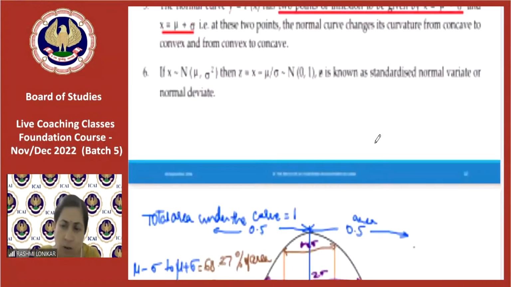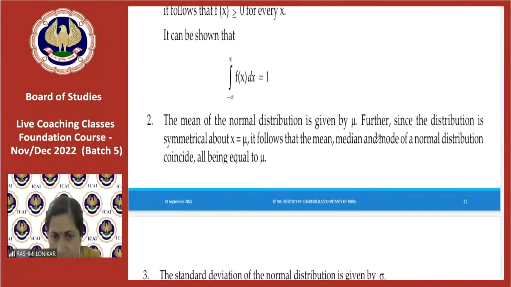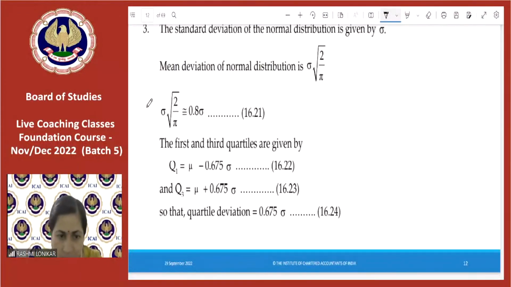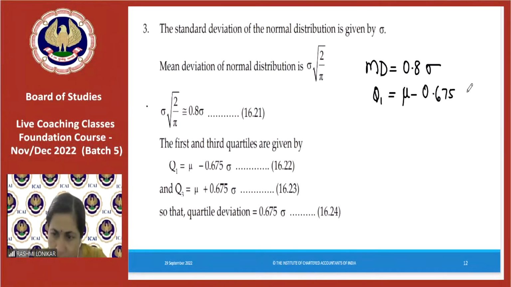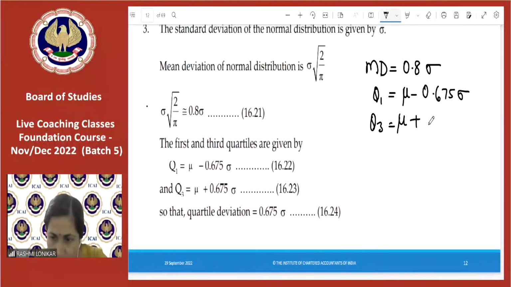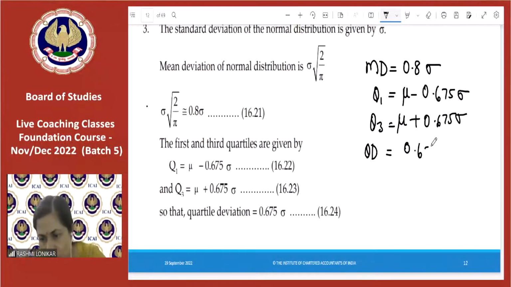What you must remember is, okay, this thing is gone. You must remember these formulas. This formula is very important. That is, I will write it again. Mean deviation is equal to 0.8 times sigma. Q1 is equal to mu minus 0.675 sigma. Q3 is equal to mu plus 0.675 sigma, and QD, quartile deviation, is equal to 0.675 sigma. Okay, this you should know.